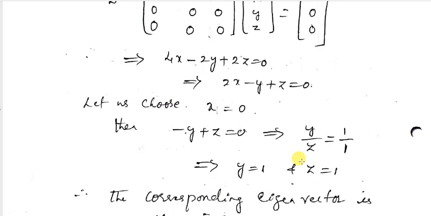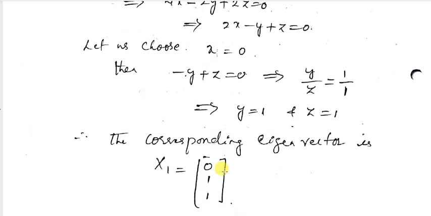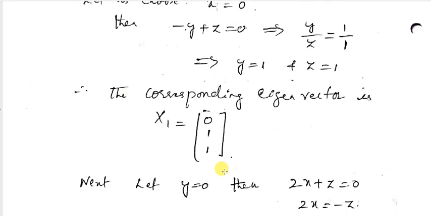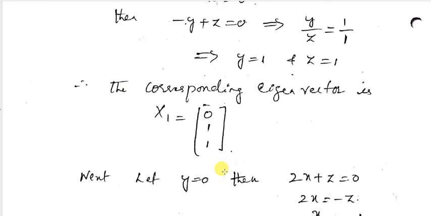So here, instead of the arbitrary constants k1 and k2, I will take some arbitrary constants as 0 and 0. When x is 0, this equation reduces to minus y plus z is equal to 0, which gives the ratio y by z is equal to 1 by 1. Therefore y is equal to 1, z is equal to 1. Hence the corresponding eigenvector for lambda is equal to 2 is x1 = (0, 1, 1).